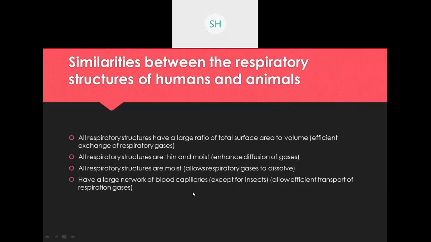If you notice, all of them have the same characteristics for the respiratory structure, which means they have a large total surface area. All the structures are very thin and moist for gas diffusion, and they have a large network of blood capillaries for the transportation of the gases.